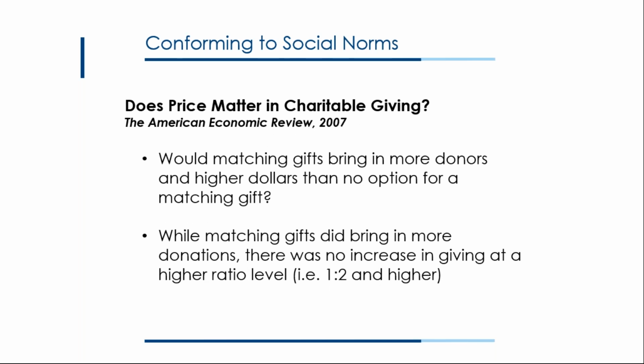Costs can be mitigated in other ways. One such widely used tactic is the approach of using matching gifts to spur giving. The authors of Does Price Matter in Charitable Giving wanted to understand the effect of a matching gift in securing a contribution. They hypothesized that a matching gift, at least 1-to-1, would bring in more donors and higher dollars than no option for a matching gift, and found that to be true in most of their tests. They, however, found that larger margins did not help increase donors nor donations. So the effect was really only significant at gifts at the 1-to-1 level.